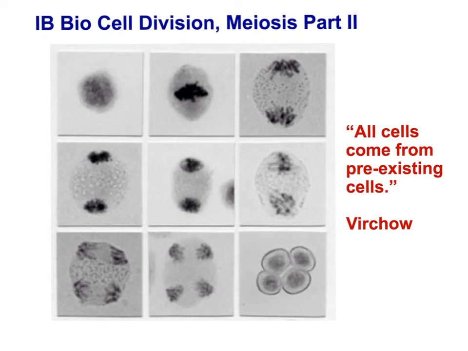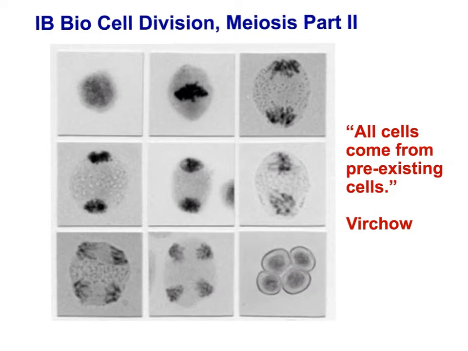IB Bio Cell Division Meiosis Part II will start with a quick overview of meiosis, then focus on the events of meiosis that result in genetic variation among gametes, variation that ultimately provides the variation within a species. The essential idea is alleles segregate during meiosis, allowing new combinations to be formed by the fusion of gametes.